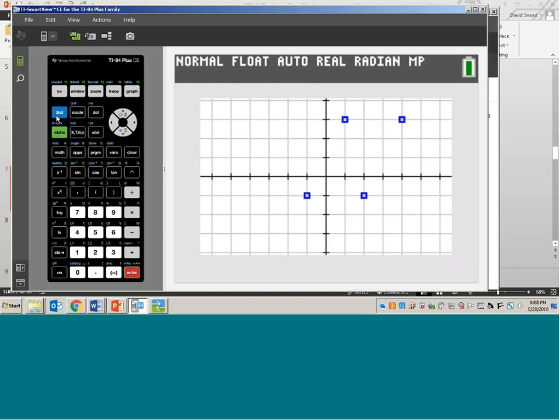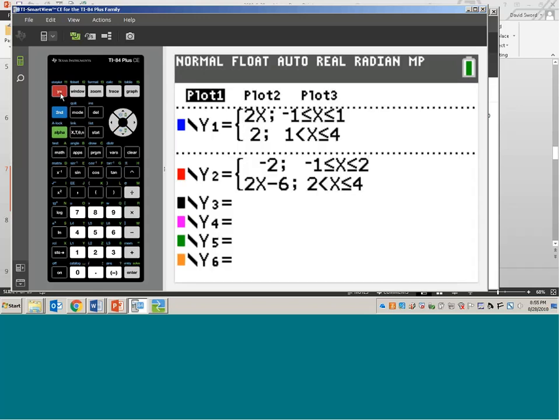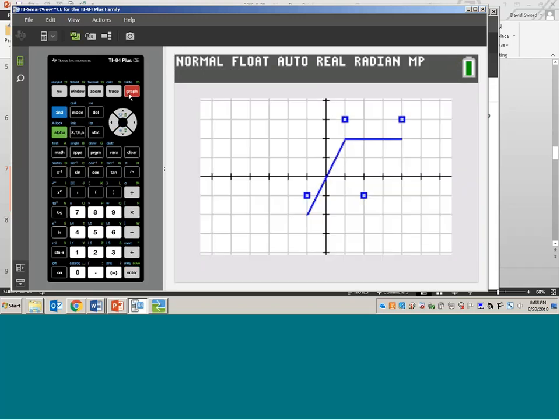What I've done is I've loaded the graphical database with 2 representations for that. Here's one, 2x, where x goes from -1 up to 1, and 2 for x goes from 1 to 4. But because it's turned off, I need to turn that on. And when I press graph, voila, I'm off.